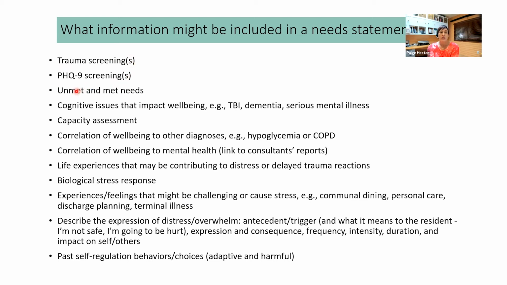talking about unmet and met needs. Now that goes back to the video on nonviolent communication, identifying what are the unmet needs for an individual. Perhaps they have a need for safety or security or trust or contribution. Cognitive issues that impact well-being, if they have traumatic brain injury, if they're living with dementia or a serious mental illness. Include elements of a capacity assessment.